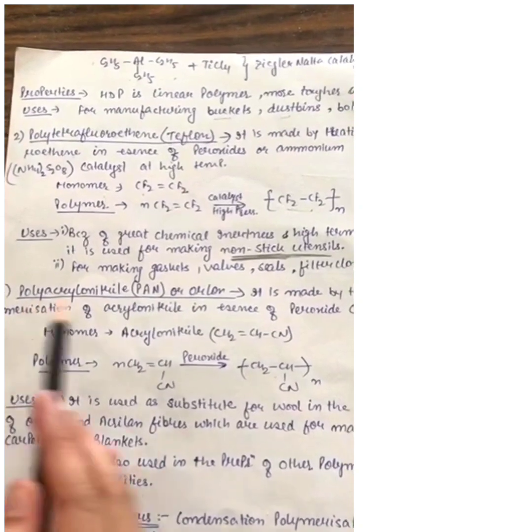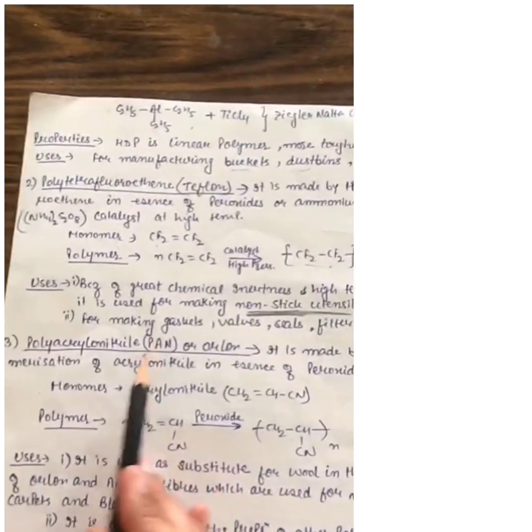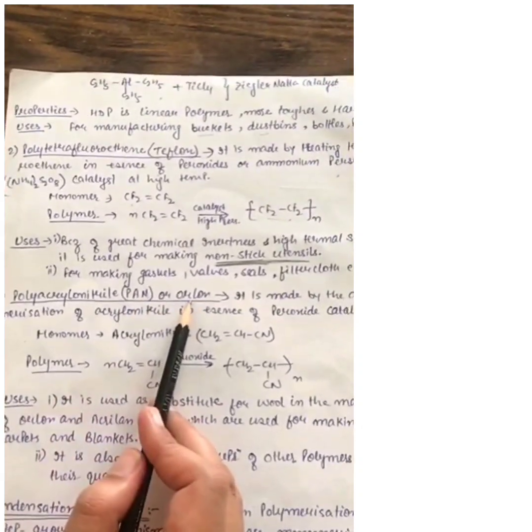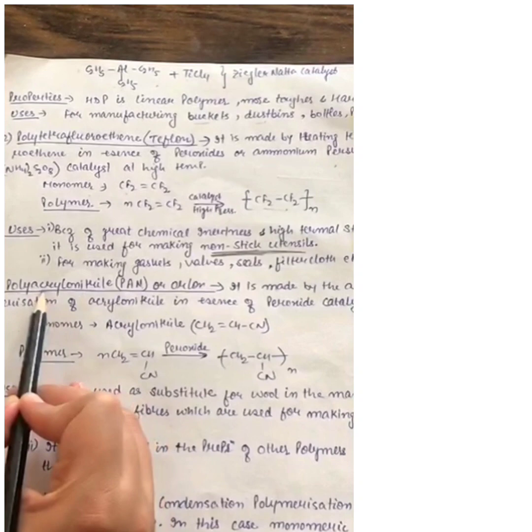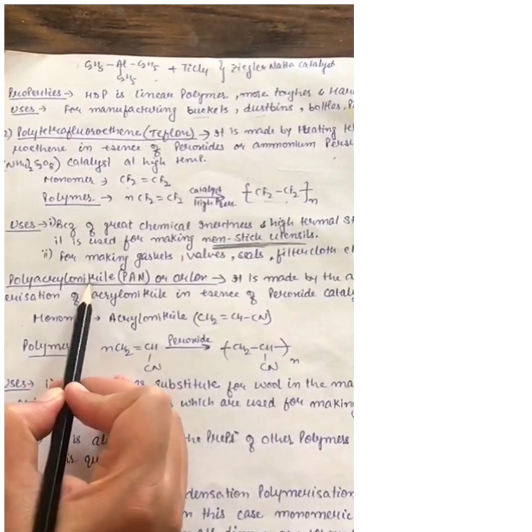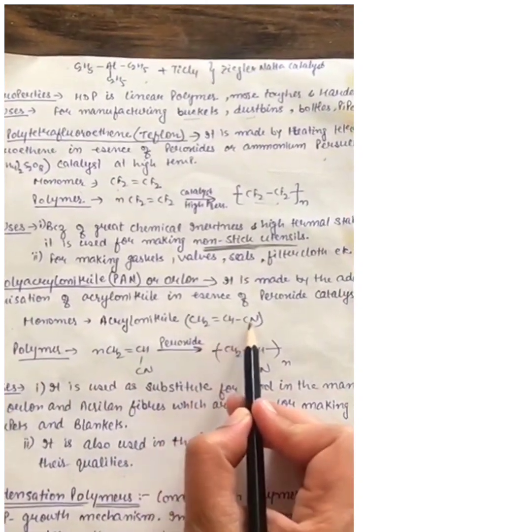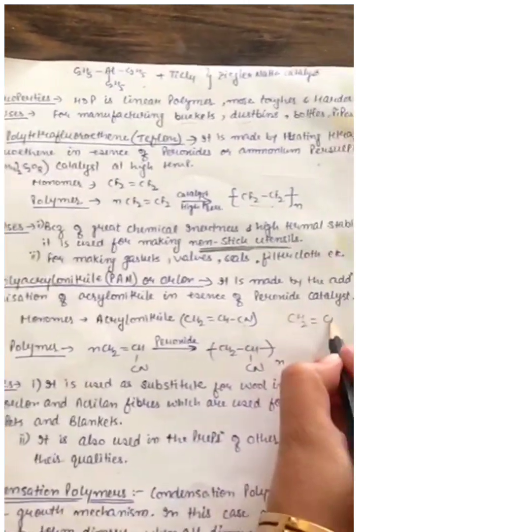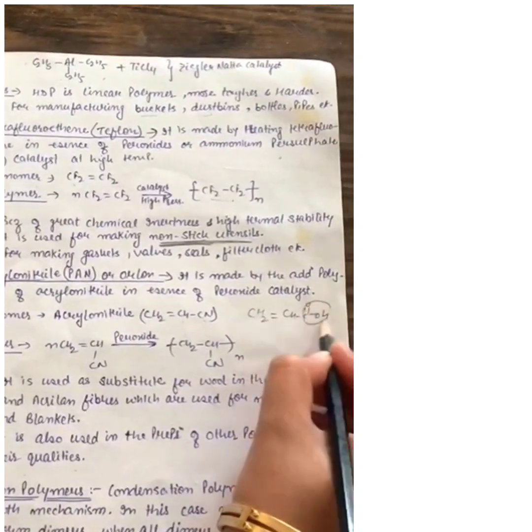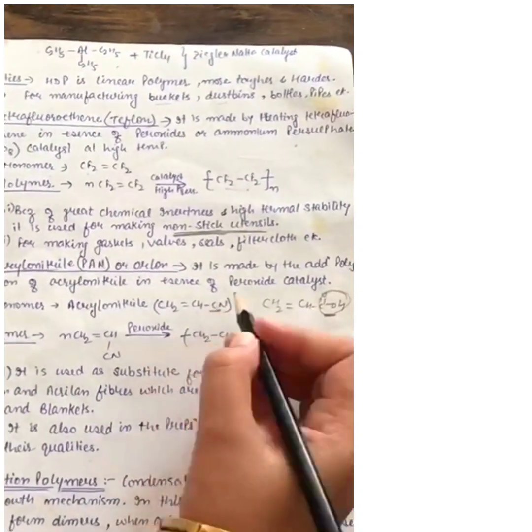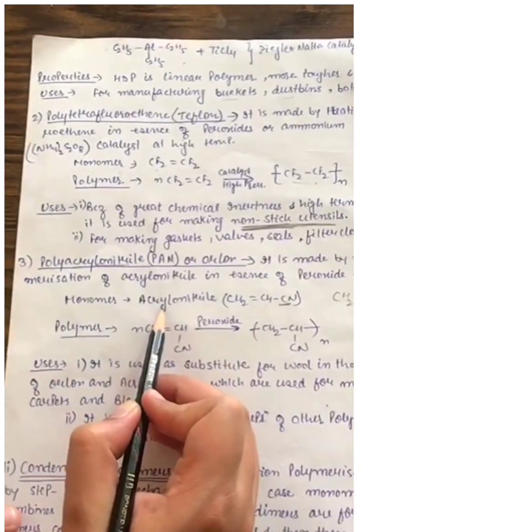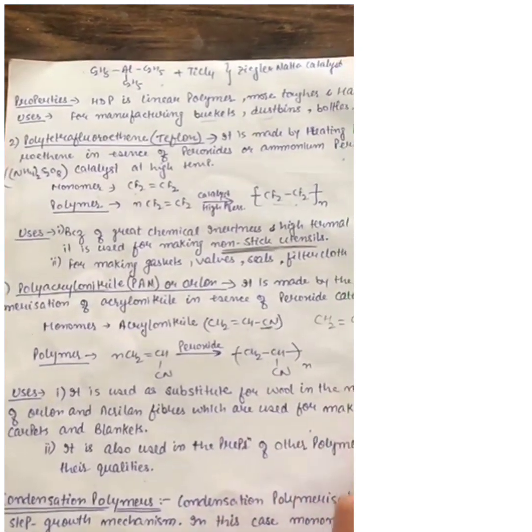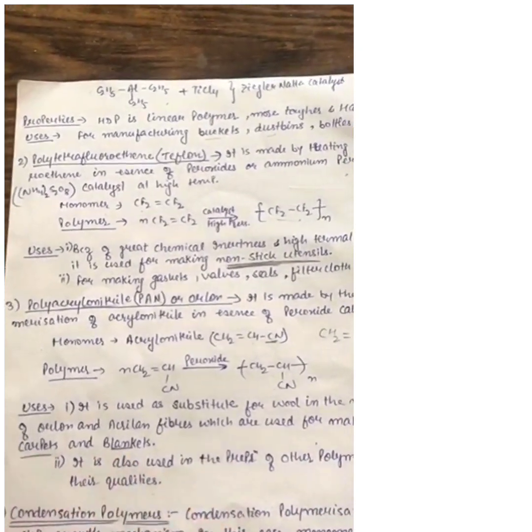Next is our polyacrylonitrile, in short form or in abbreviated form known as PAN, polyacrylonitrile, or also known as Orlon. As the name suggests, monomer is acrylonitrile. What is acrylonitrile? This is the structure of acrylonitrile. As we all know, acrylic acid is CH2 double bond CH and COOH. We will substitute this acidic group with this nitrile and we are getting the acrylonitrile. And the structure of polymer is this one, and it is used to make clothes, carpets, blankets, etc.